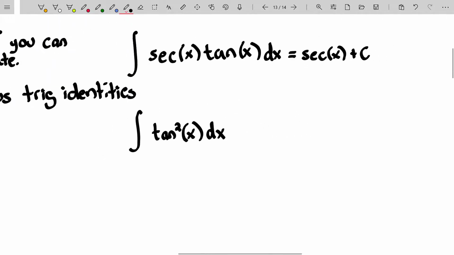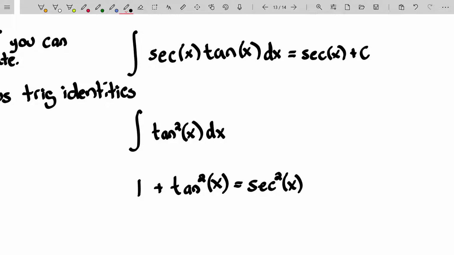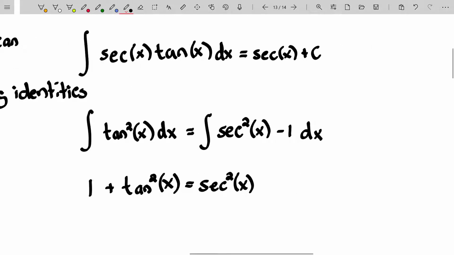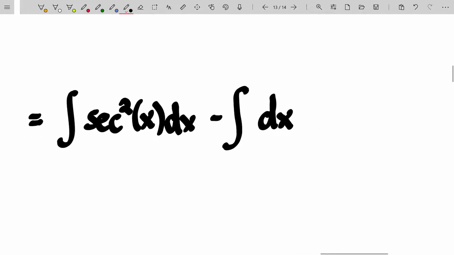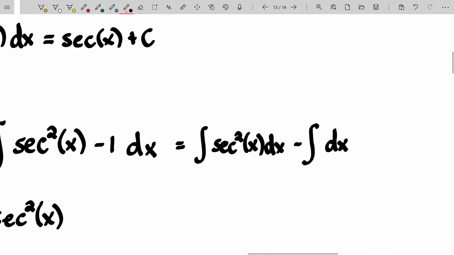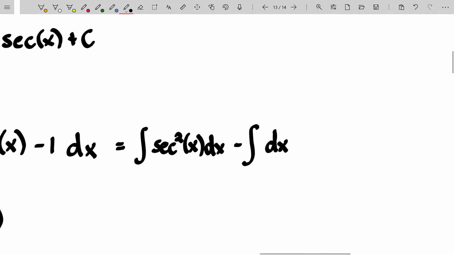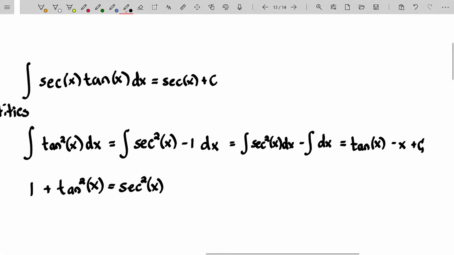The Pythagorean identity that we have is 1 plus tan squared of x is equal to secant squared of x. That is, tan squared is equal to secant squared minus 1. Once you get down to that, you could break up this integral into the sum, or difference in this case, of two sub-integrals. And by the way, that integral dx just means integral of 1 dx. The antiderivative of secant squared is tangent, and the antiderivative of 1 is just x. And you get down to this beautiful answer right here.